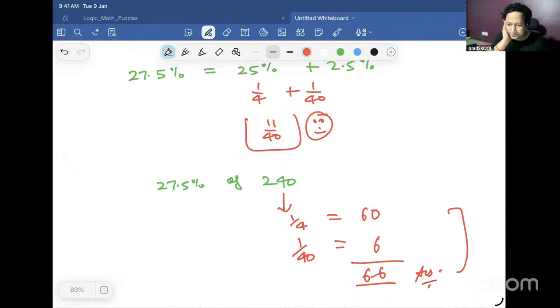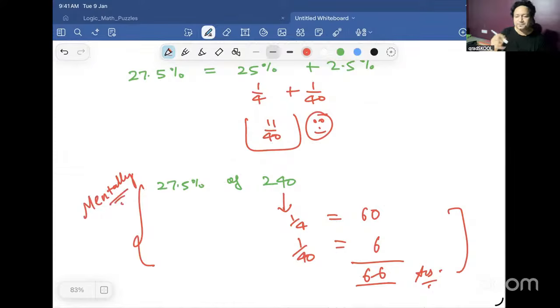Right? Yes, Ankit, absolutely. As you move from 1 by 1 to 1 by 20, the percentage value gets decreased. Nikhil, absolutely, 1 by 4 of 240 is the same thing. But all I'm saying is that you can do this mentally without even using your pen or paper, with 1 by 4 and 1 by 40.